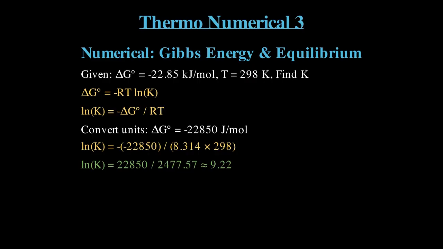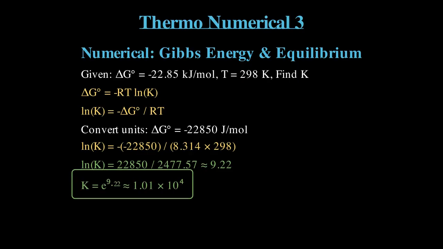To get K, we take the antilogarithm. K equals e to the power of 9.22. This gives us a very large value, approximately 10 to the power of 4. This large value for K means the products are strongly favored at equilibrium.